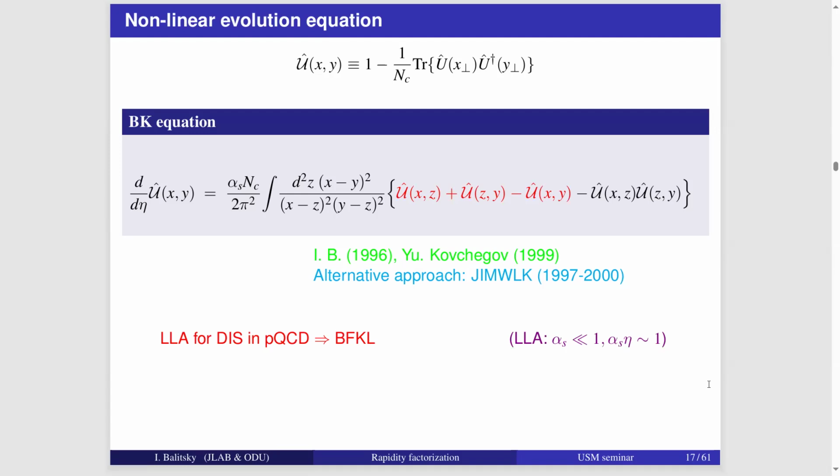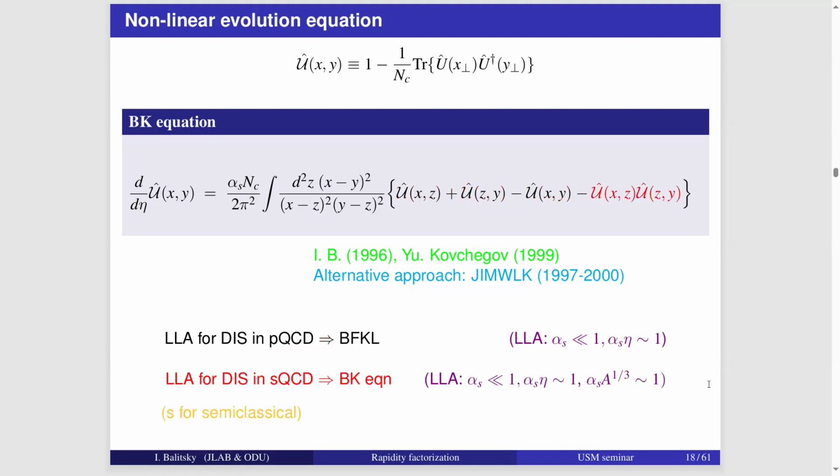Leading logarithmic approximation, let me remind you, is: the coupling constant is much smaller than 1, but the coupling constant times the corresponding log of energy or rapidity is of order 1. And the kernel equation resums all such logs. Then what is this nonlinear term? Why is it important?